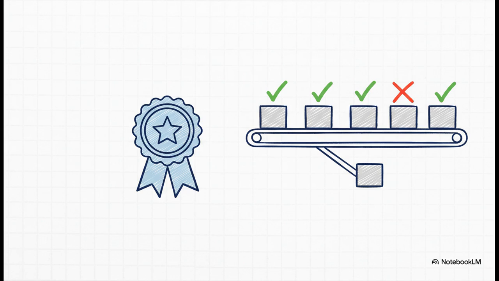Pretty straightforward, right? Of all the parts that came off the line, how many of them were actually good ones? This is all about making perfect parts the first time. It counts all the defects, the scrap, anything that needs to be reworked.